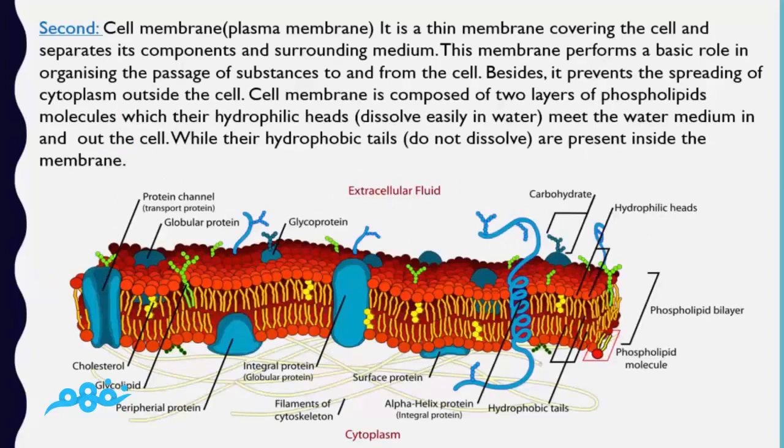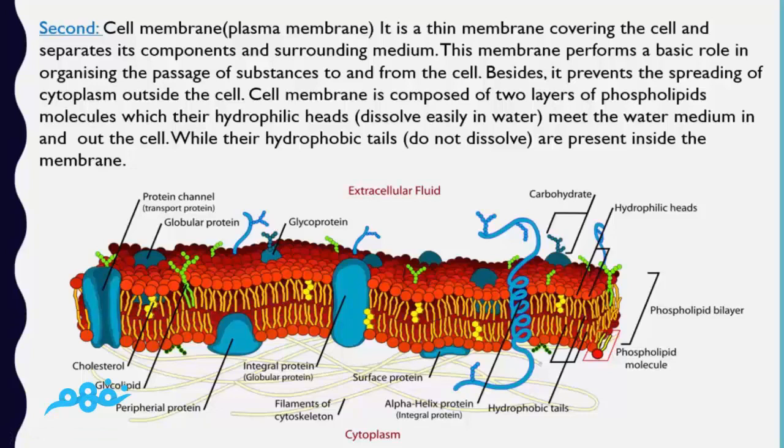Secondly, we will talk about cell membrane or plasma membrane. As we know, it's a thin membrane covering the cell and separates its components and surrounding medium. This membrane performs a basic role in organizing the passage of substances to and from the cell. Besides, it prevents the spreading of cytoplasm outside the cell.